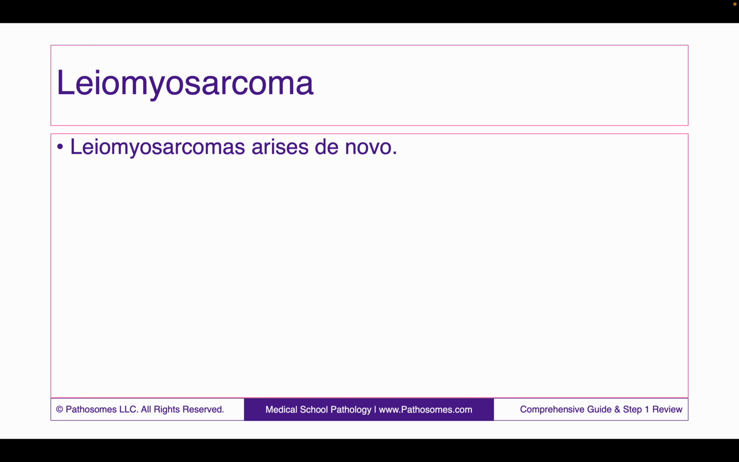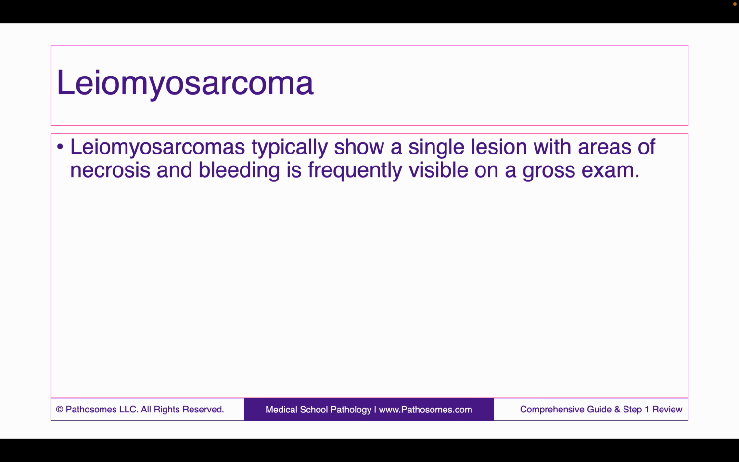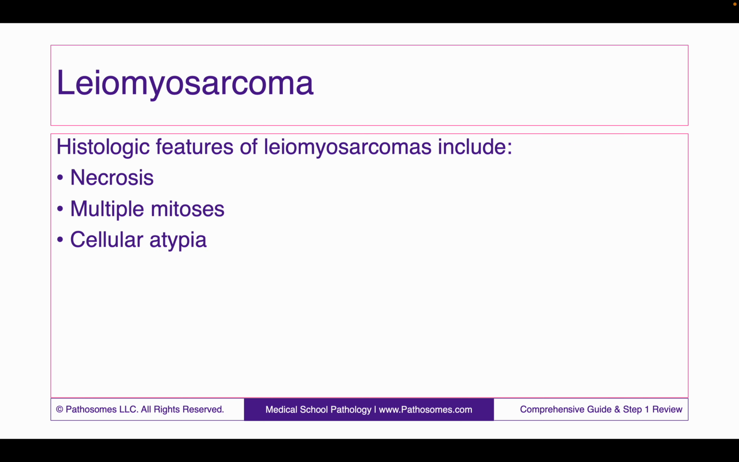Of note, leiomyosarcomas can arise de novo, and they tend not to develop from leiomyomas. Leiomyosarcomas normally occur in postmenopausal females, and leiomyosarcomas typically show a single lesion with areas of necrosis and bleeding is frequently visible on a gross exam. Histologic features of leiomyosarcomas include necrosis, multiple mitoses, and cellular atypia.